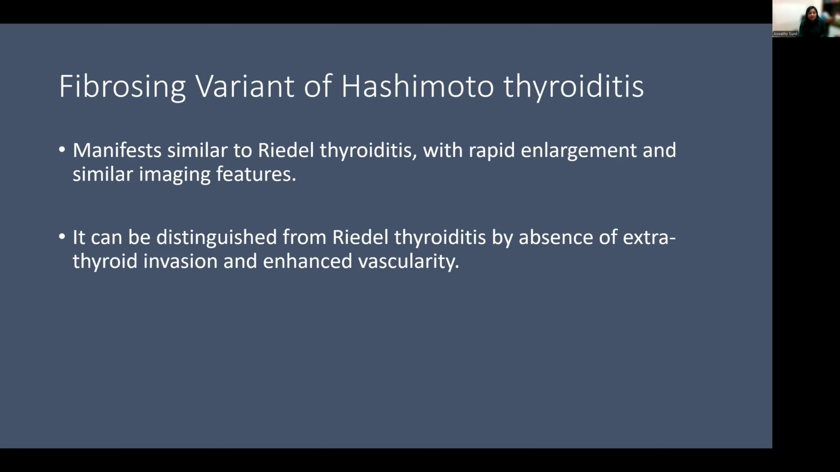Next is the fibrosing variant of Hashimoto. It's quite similar to Riedel thyroiditis with rapid enlargement and similar imaging features, but it doesn't cause any extrathyroidal invasion. So that is the differentiating point between Riedel and the fibrosing variant.